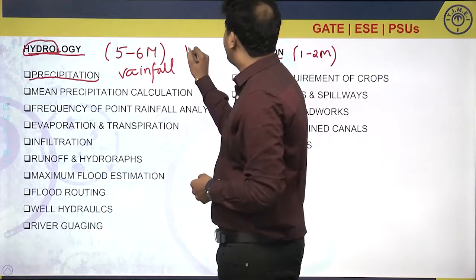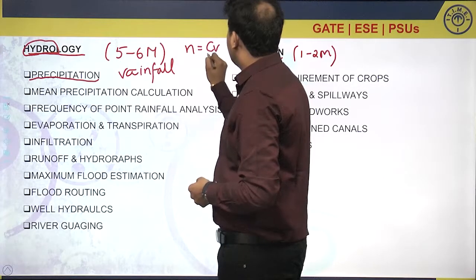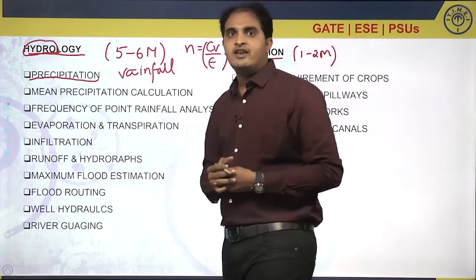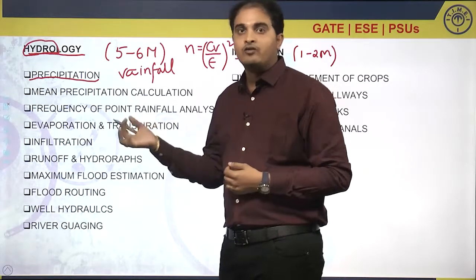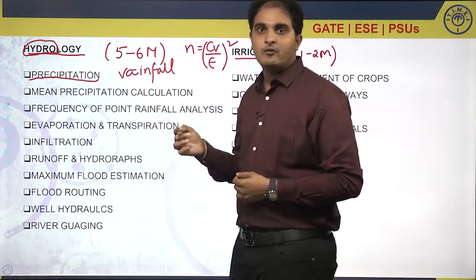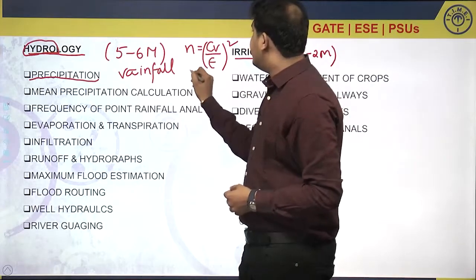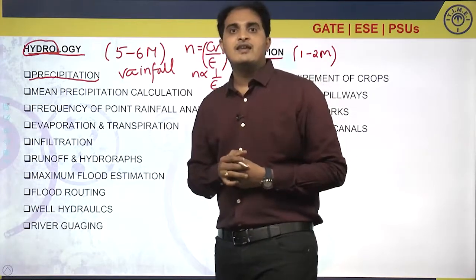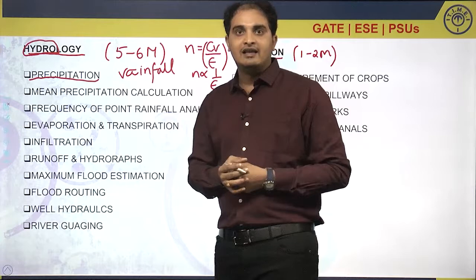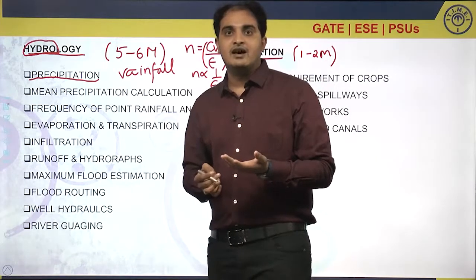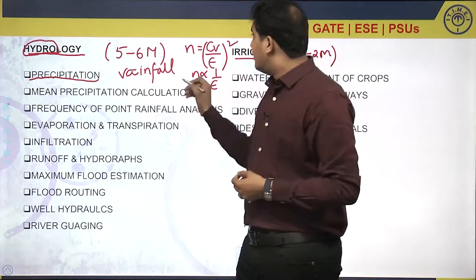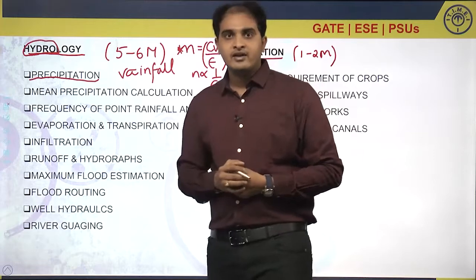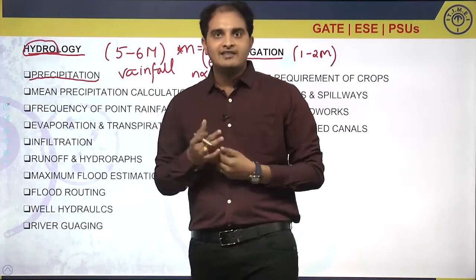We have the formula for the optimum number of rain gauges. N is equal to (CV by E) whole square, where CV is the coefficient of variation and E is the percentage error we can allow. That means more than this E, we cannot allow a higher percentage of error. Here you can see N is inversely related to the error. When you have more rain gauges in a catchment area, the error will be lesser. When you have fewer rain gauges in a catchment area, the error will be more. On this formula, you have a chance of questions in the GATE exam, which is a very important kind of question.